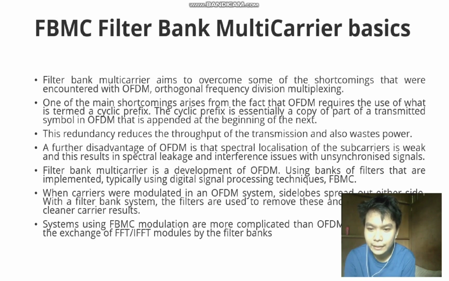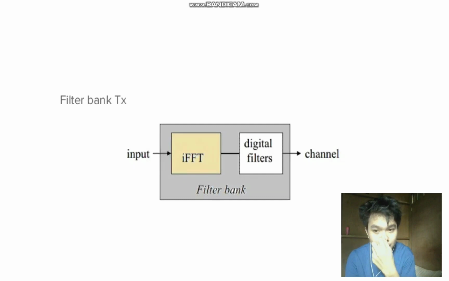So systems using FBMC modulation are more complicated than OFDM, with the FFT or IFFT modules replaced by filter banks. For example, in a filter bank transmitter, the input goes to the IFFT, then from the IFFT to the digital filters, and from the digital filters it goes to the channel.